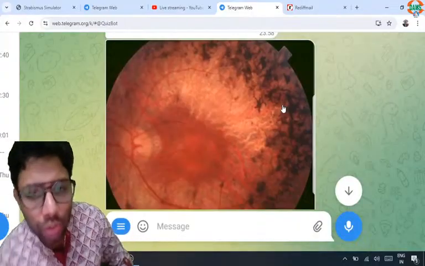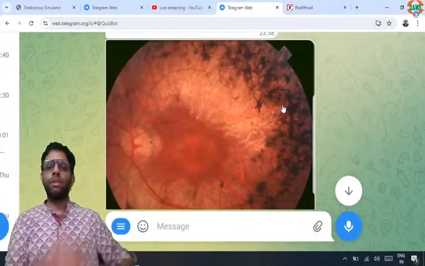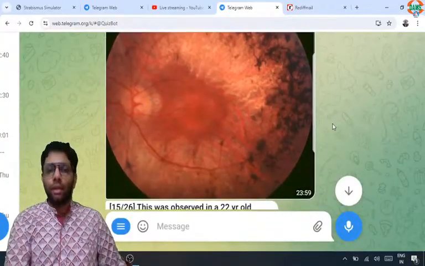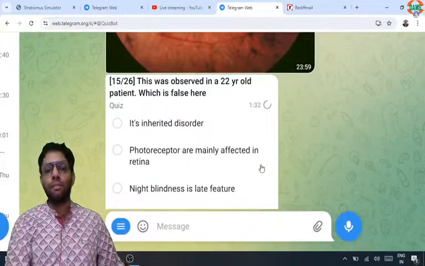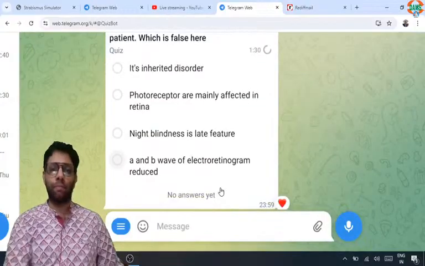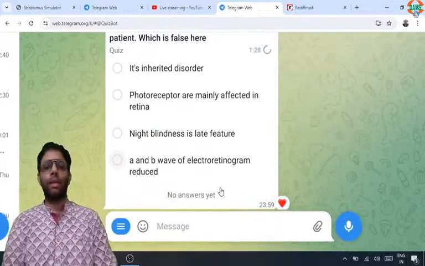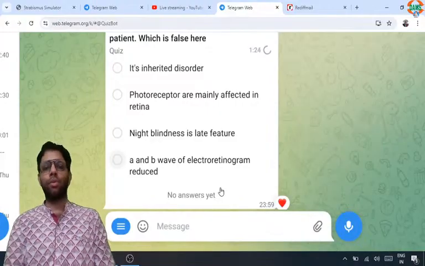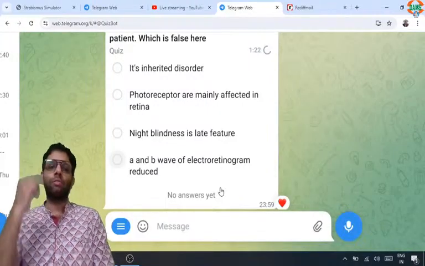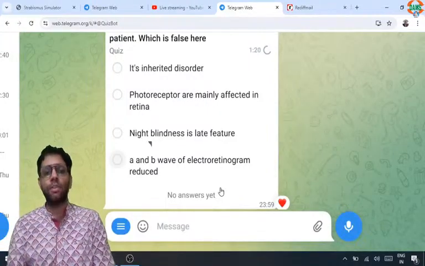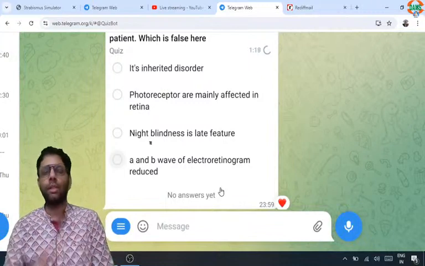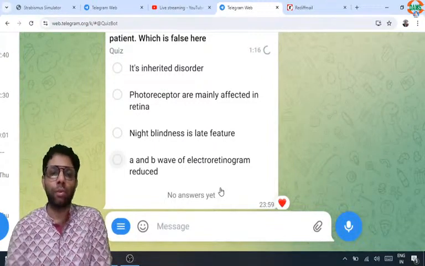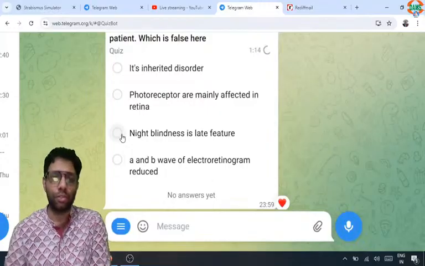It's an inherited disorder. It's a dystrophy of photoreceptors, meaning rods and cones. Rods more than cones. That's why the early feature is night blindness, not a late feature. This was also an INI-SET question. Both A and B waves of the ERG can be reduced. First A and then B, because A is because of rods and cones, B because of bipolar and Muller cells. So A is reduced first and B later, because later on all the layers can be involved in retinitis pigmentosa, but night blindness is an early feature.